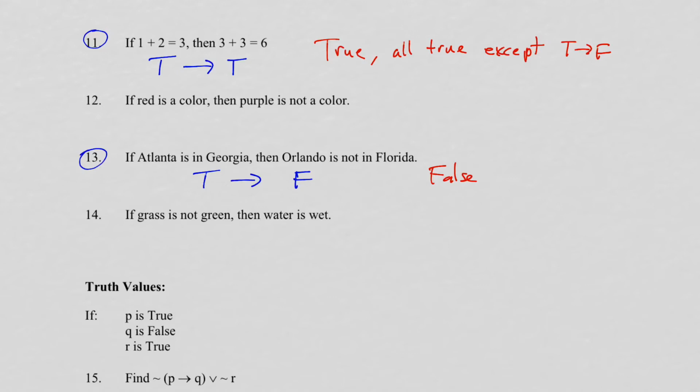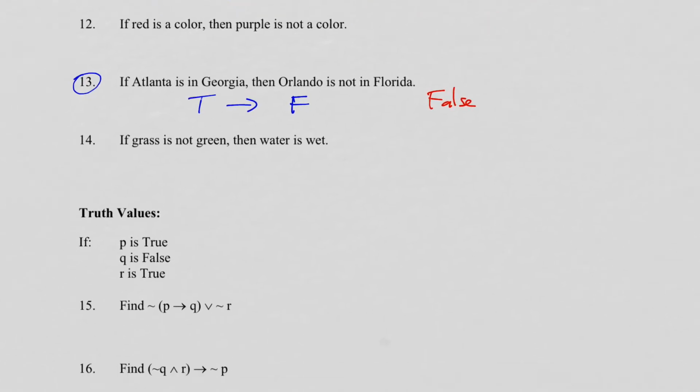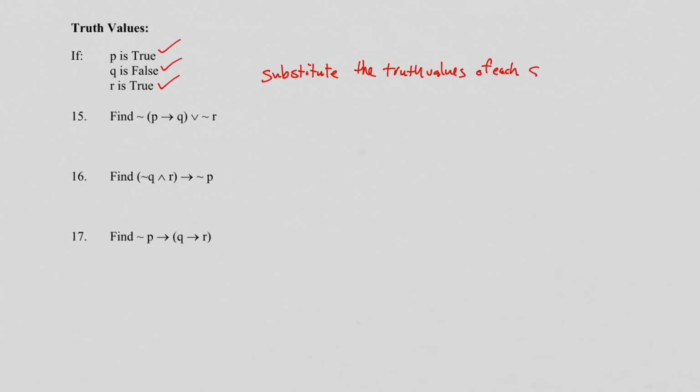All right, so now let's switch it up and translate some symbols. So let's go to 15. These are truth values. You will see these later in other sections, although you may have to find the truth value yourself. But this one is given to you. So P is true, Q is false, and R is true. Okay, so I'm just going to substitute the truth values of each statement. Okay, so let's see what that looks like.